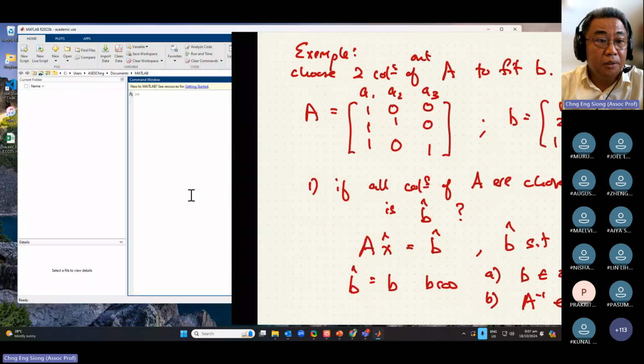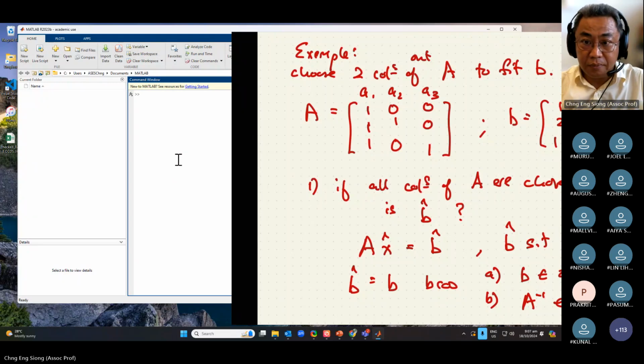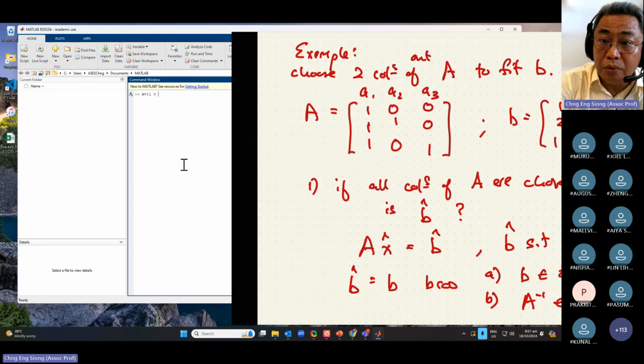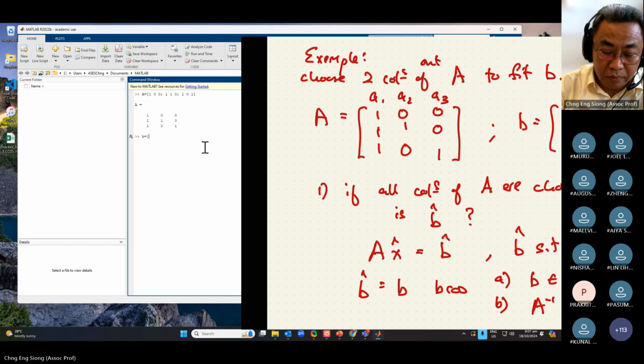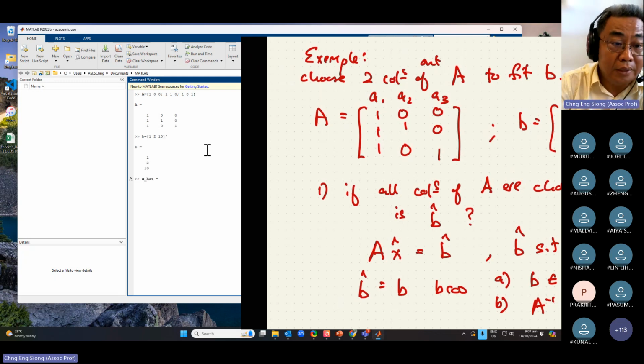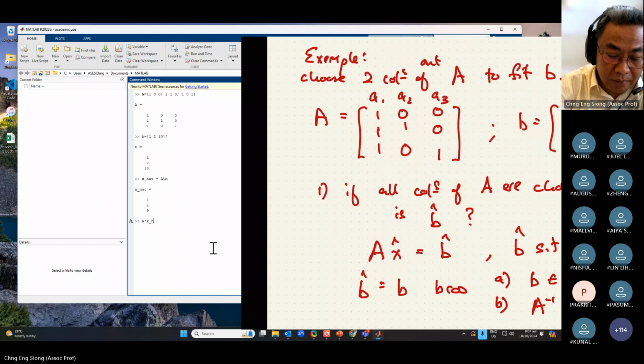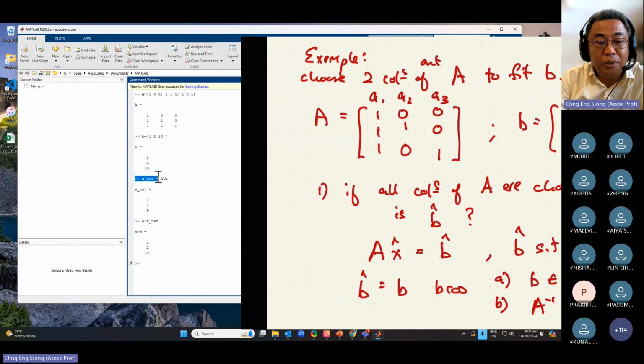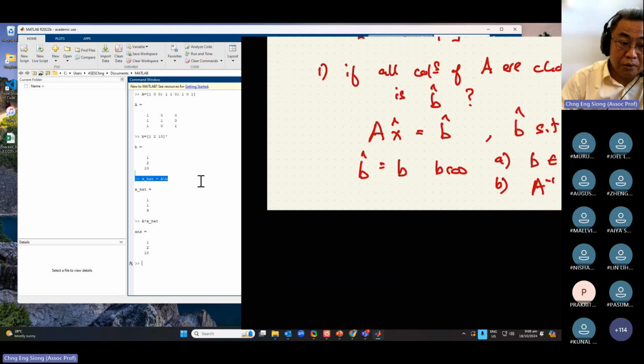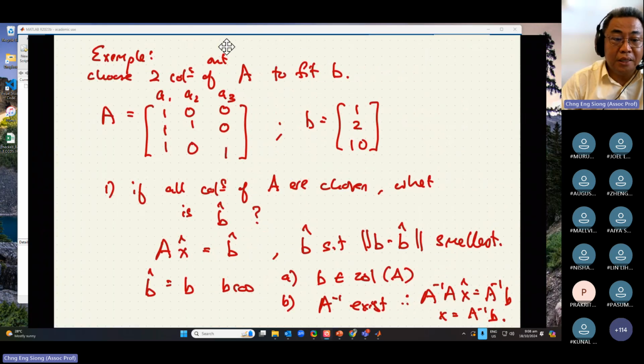Okay, now you all see my screen. I cannot make this any bigger, unfortunately. A equals 1, 0, 0, 1, 1, 0, 1, 0, 1. B equals 1, 2, 10. X hat equals what? A times x hat equals 1, 2, 10. So this notation here, A backslash B, is the matrix way of saying find the inverse, find the solution. Okay, the least square solution. So this is easy. If you get this right, then it's easy.